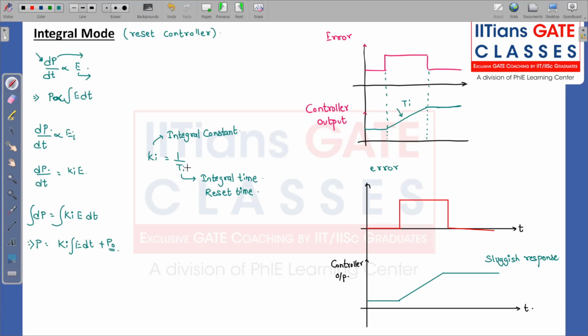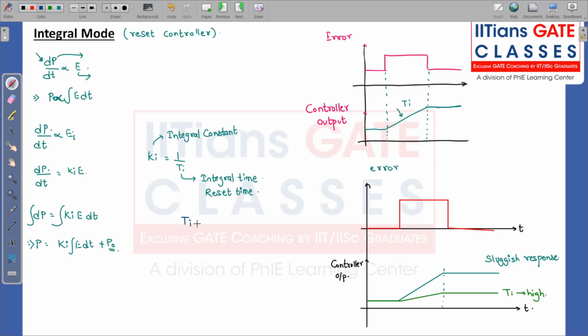Now, if this Ti is very large, what will happen? For the small error, my change will be very slow. The control action will be very less for a very high value of Ti. So over here, I need to keep the integral time low. But if I keep it very low, what will happen? It will cause instability.